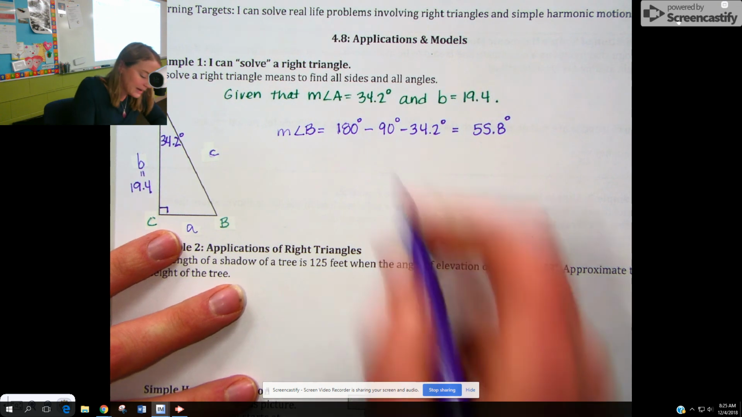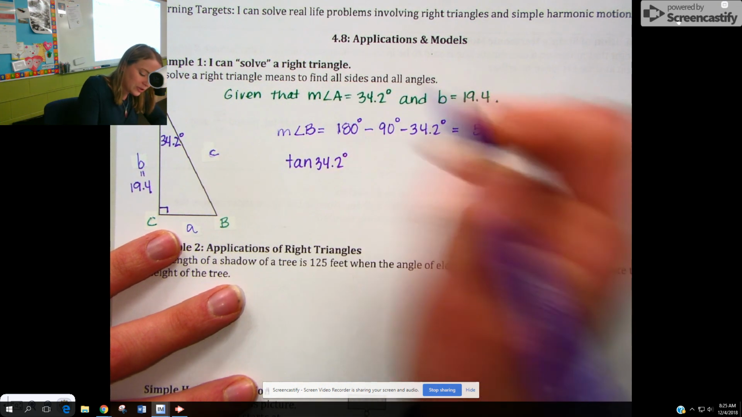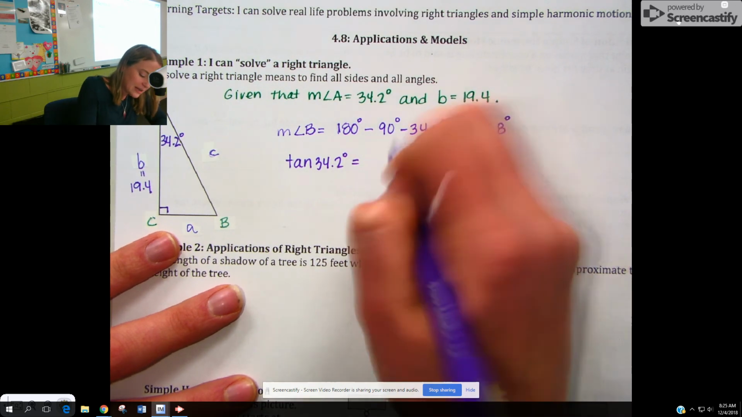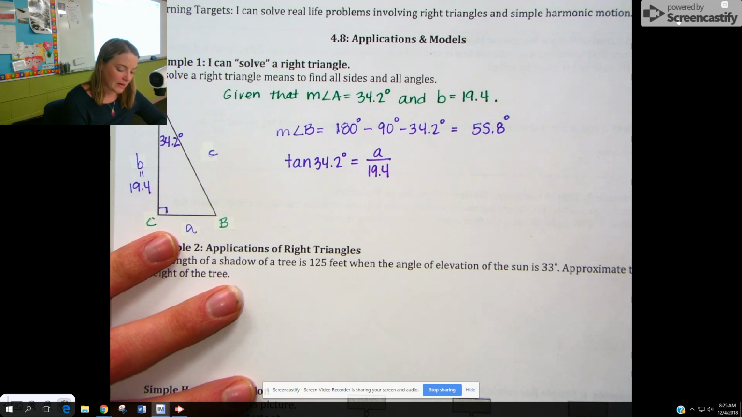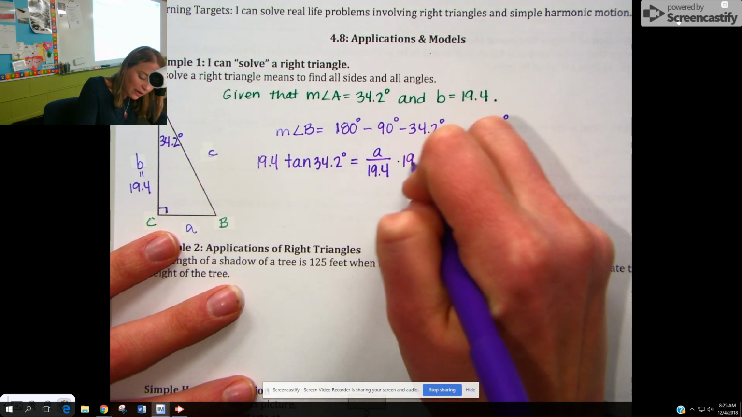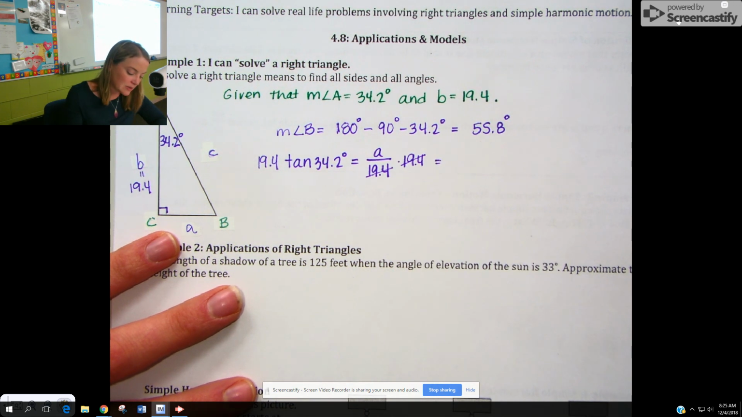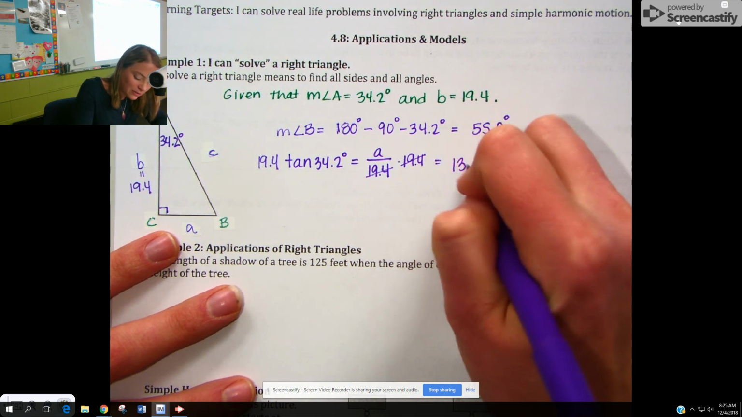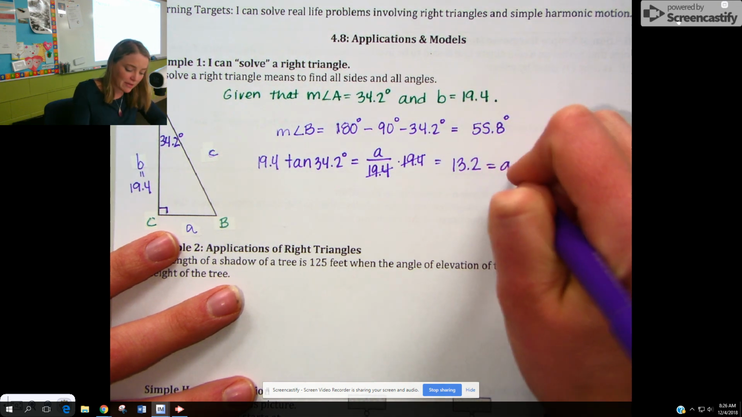So I'm going to select the tangent function in order to do so. So tangent is the opposite leg over the adjacent leg. And I can go ahead and take out my calculator and figure this one out. I would multiply both sides by 19.4. Make sure that you've put your calculator back into degrees. I know in 4.7 we were using radians, and this multiplies out to be roughly 13.2 units. So this is my a value.